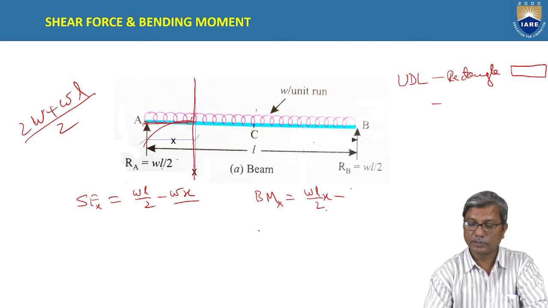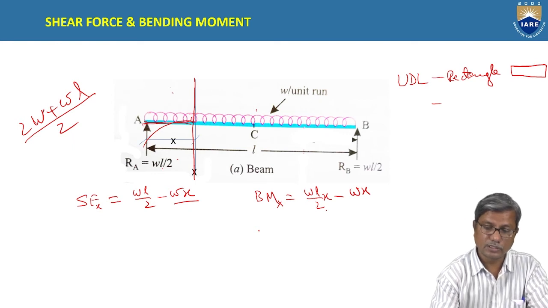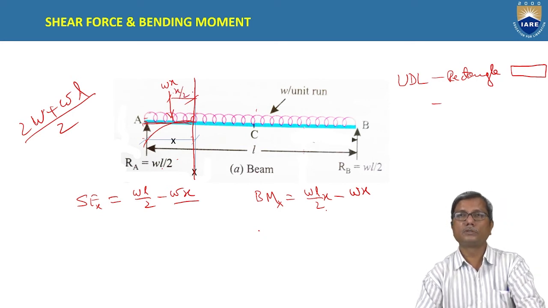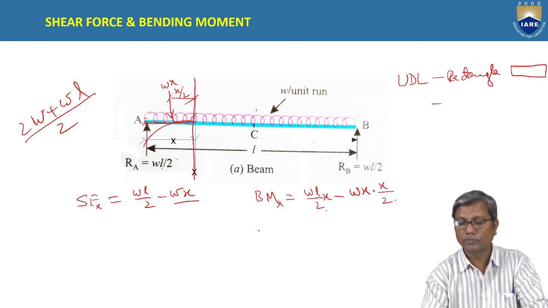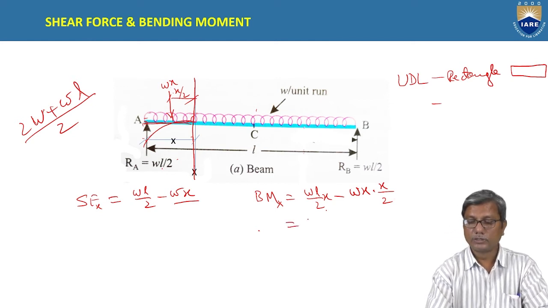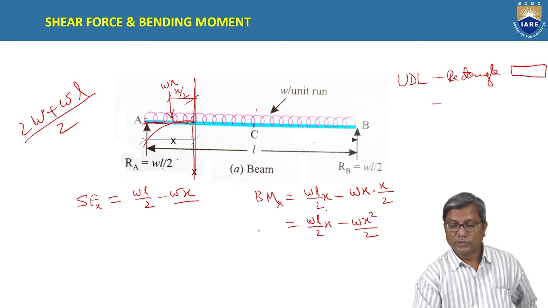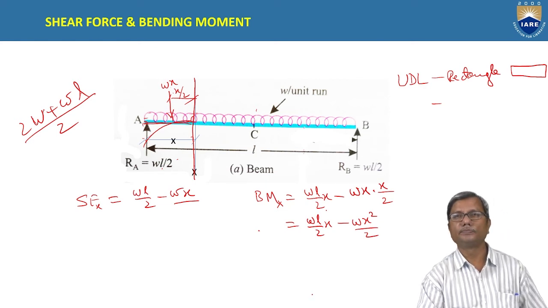The total load due to UDL is WX. The resultant acts at the centroid of this portion, at the middle, that means at a distance of x by 2. So the moment of the force WX is WX into x by 2. So the equation is WL by 2 into x minus WX square by 2. This is the bending moment equation, which is also valid from one end to the other end. It is clear.